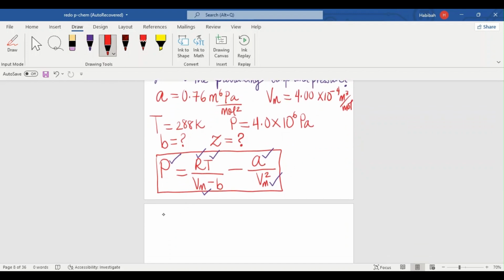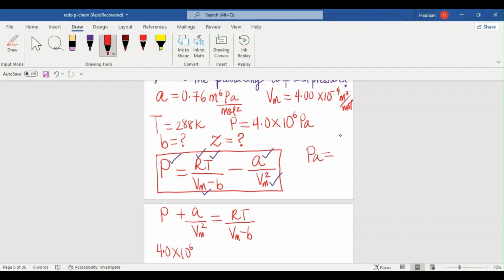So let's start. To find B, we can just rewrite the equation as P plus A over Vm squared equals RT divided by Vm minus B. So pressure would just simply be 4.0 times 10 to the power of 6 Pascal, which is megapascal.